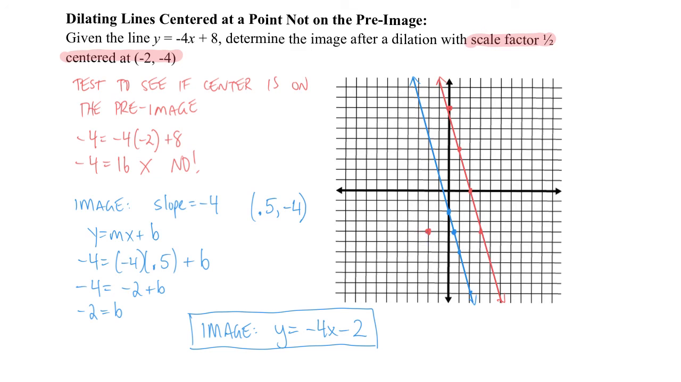Okay, it's a little bit more work, which is why I say do this test, because if it turns out that that's on the line, then you don't have to do any of this. Okay, so do that simple test, and if you have to do the work, then you do the work. That's it.